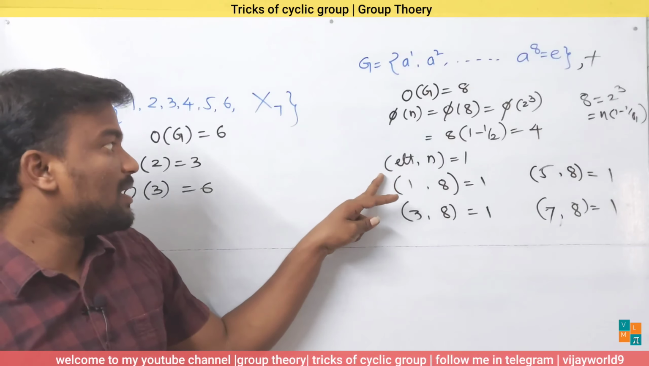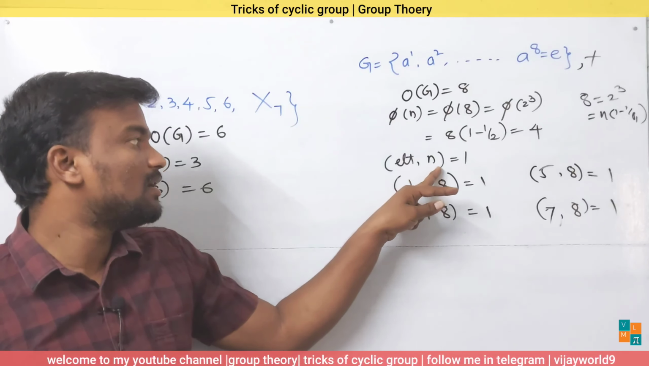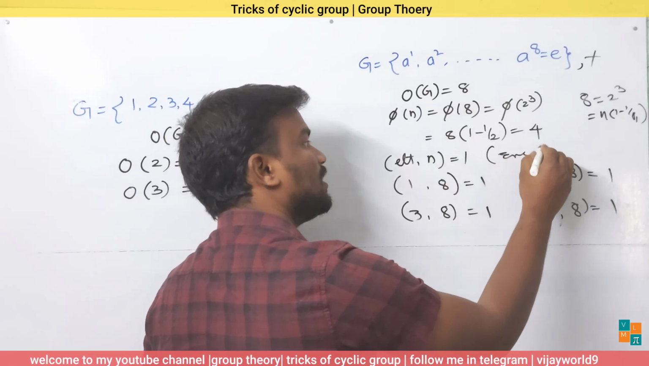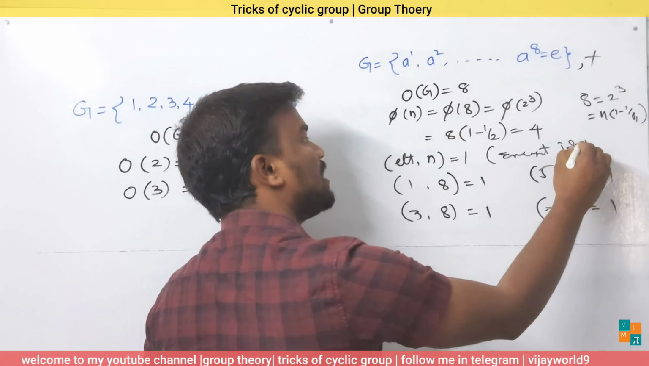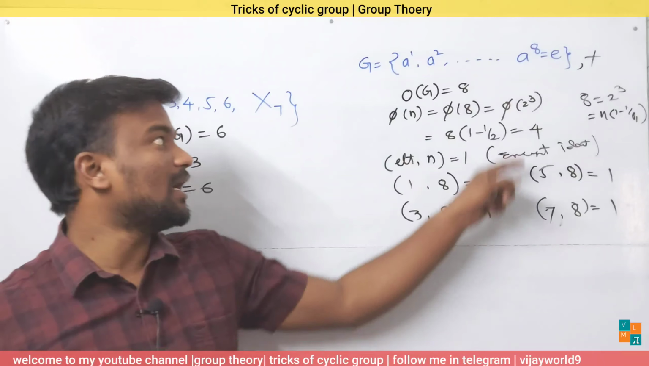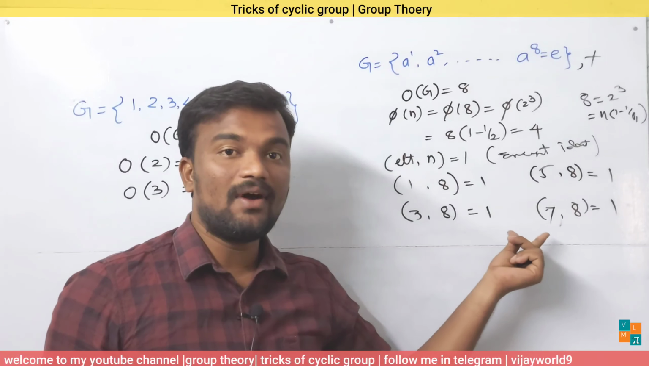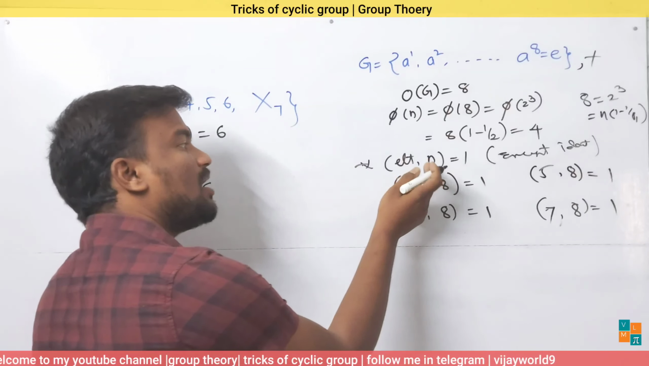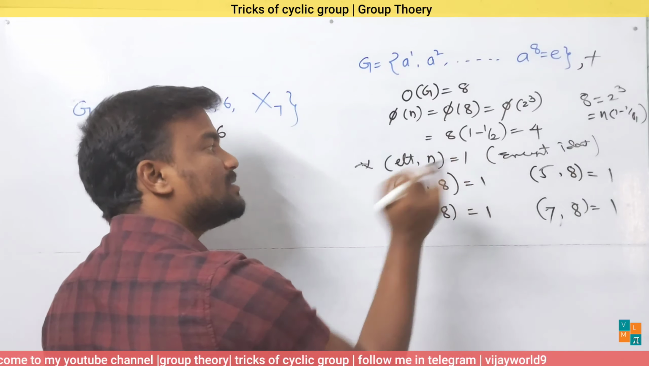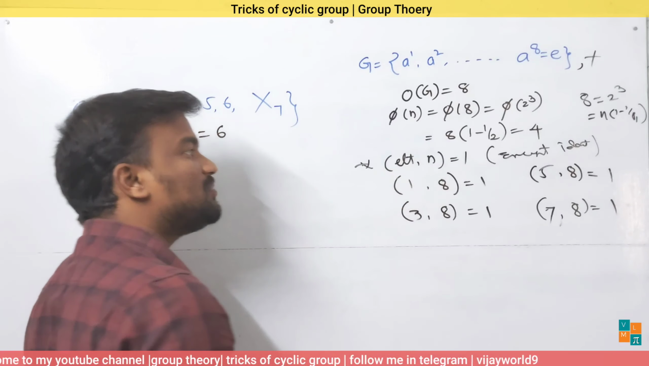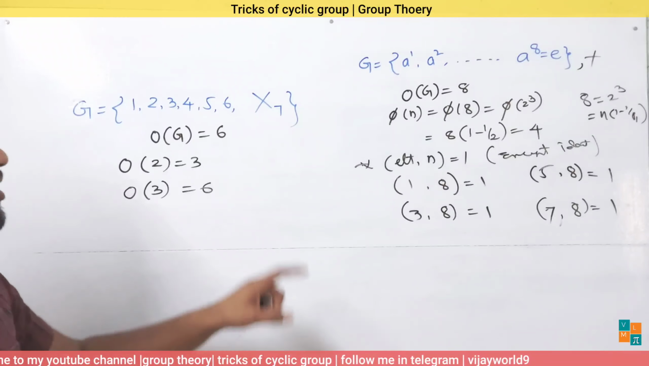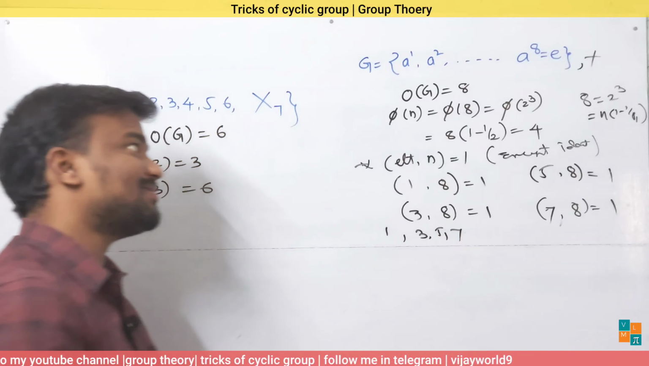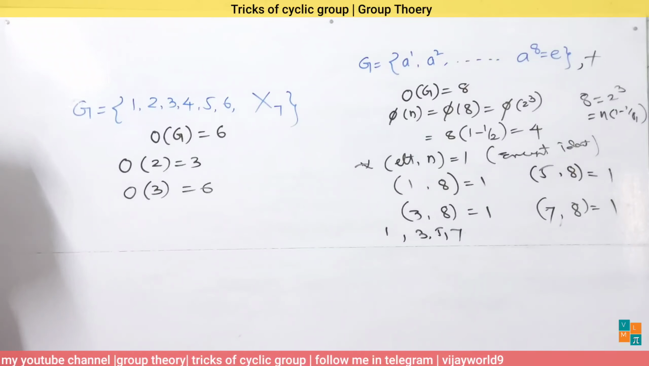Here, remember this formula: GCD of element and n equals 1, except for the identity element. So what is the identity element? a raised to 8. So here we don't take the value of 8. Okay, so remember this formula: GCD of element and order of the group equals 1, except the identity element. So here 1, 3, 5, 7 are the generators of the finite cyclic group G.